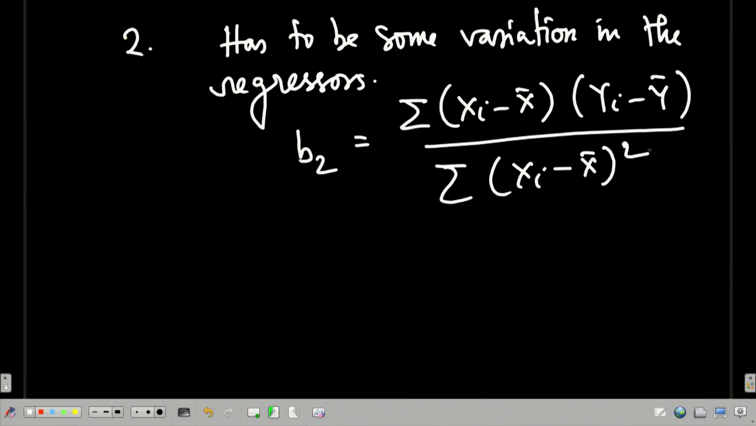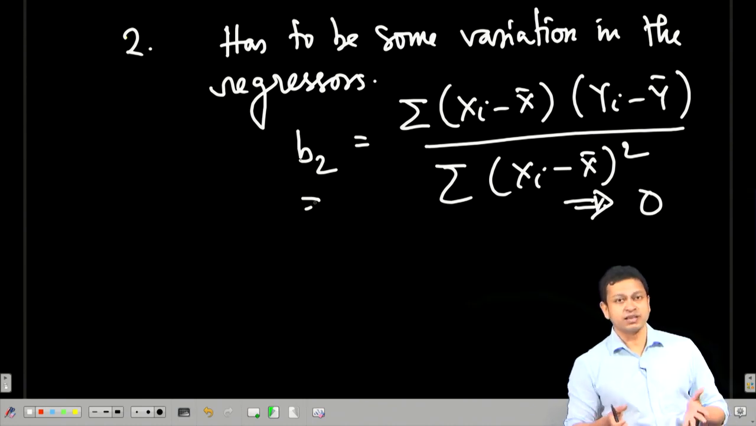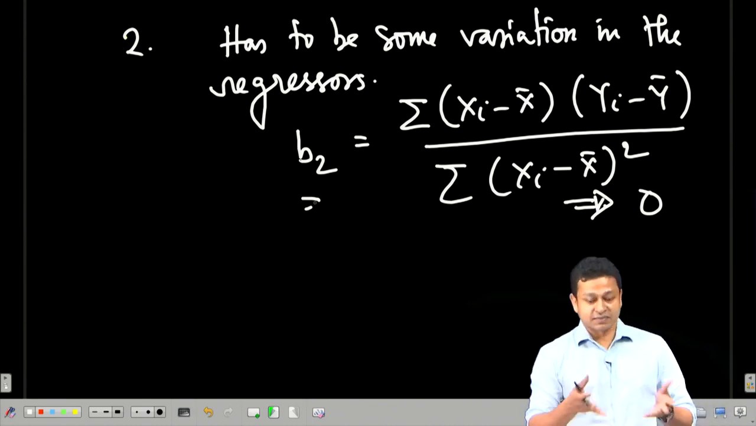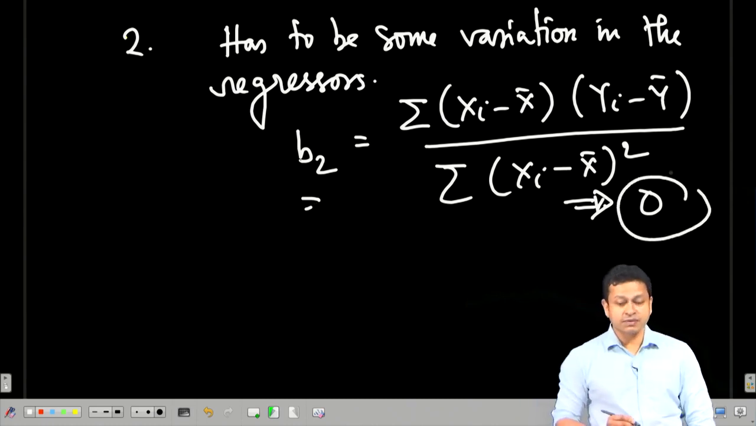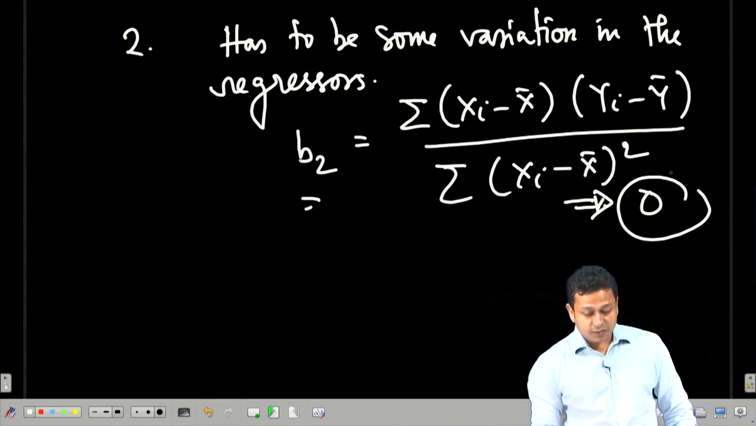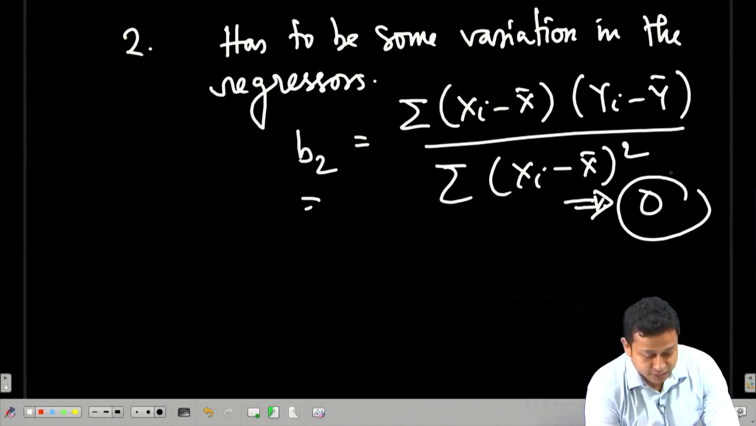Now, if all my x values are the same, the denominator is going to be 0. The moment the denominator is 0, my beta 2 is going to be undefined, and my software will not give me an output because of this. So we have to have some variation in the regressor. Now, a follow up of this, we can write as 2.1.